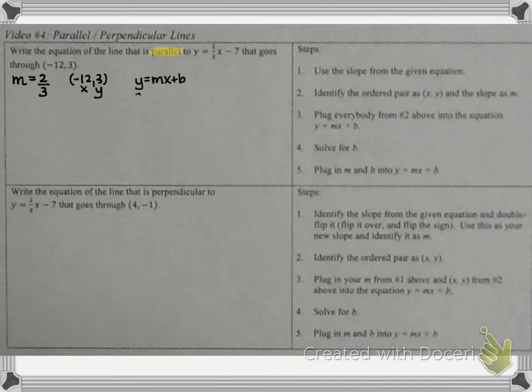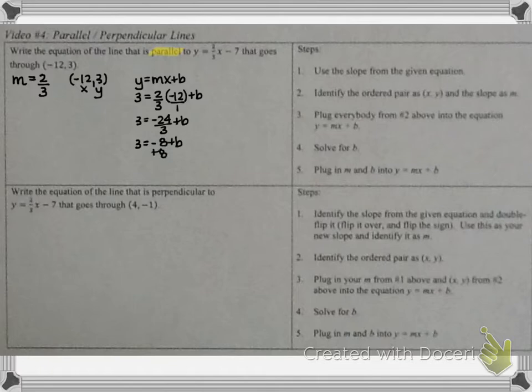So my y is going to be 3. My m is 2/3. The x is negative 12. And then I don't know what b is, so I'm going to leave it as plus b. Now in this case, I'm going to go ahead and solve for b. So it's going to give me negative 24 divided by 3 plus b. I know that that gives me negative 8.